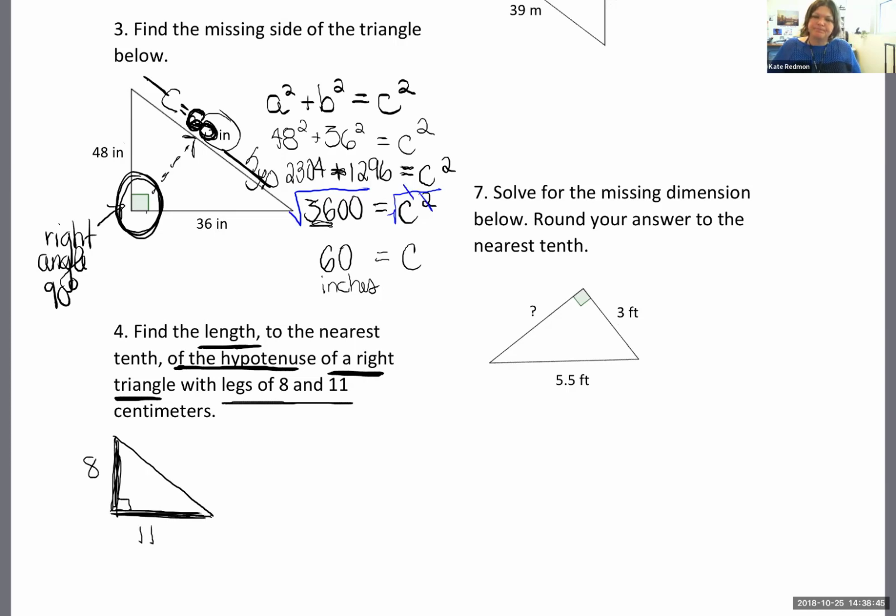Are you cool with that? Yes. Yeah. Now, this is the thing I don't know. This is the thing they told me to find. They told me to find the length of the hypotenuse. So this is the unknown.